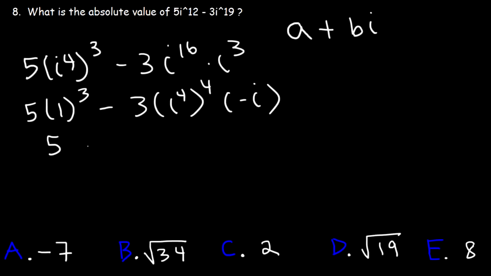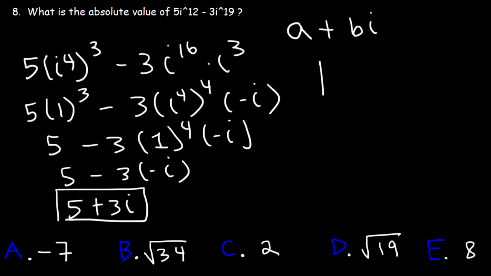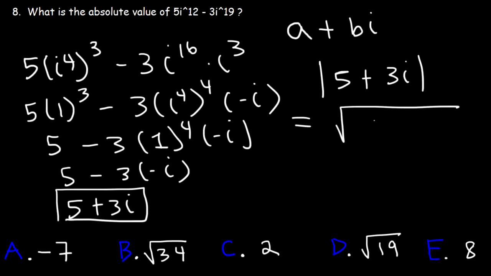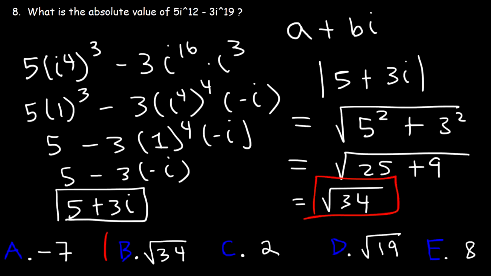So this is going to be 5. And then this is 1 to the 4th, which is just 1. So we have 5 minus 3 times negative i, which is 5 plus 3i. So now that we have it in a plus bi format, we can find the absolute value. The absolute value is going to be the square root of 5 squared plus 3 squared. 5 squared is 25, 3 squared is 9. 25 plus 9 is 34. So the answer is the square root of 34. Therefore, B is the right answer.